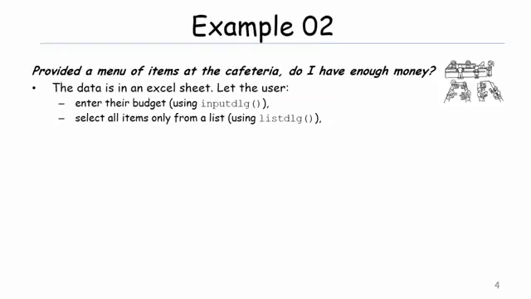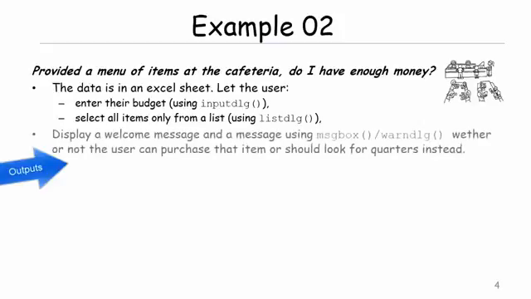So it's example number 2. We're provided a menu of items at the cafeteria and I want to know if I have enough money to buy them. The input dialog boxes that we're going to use are input DLG for the budget and listdlg for the items to select. As far as output dialog boxes, I'll use one for the welcome message and one for displaying whether I have enough money or not.